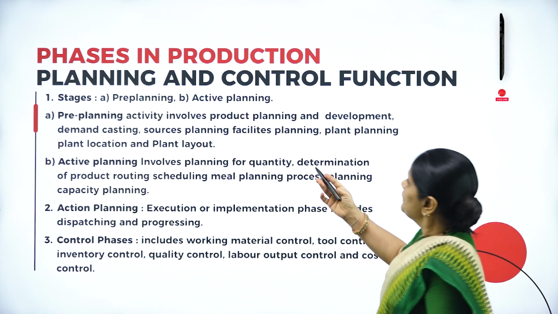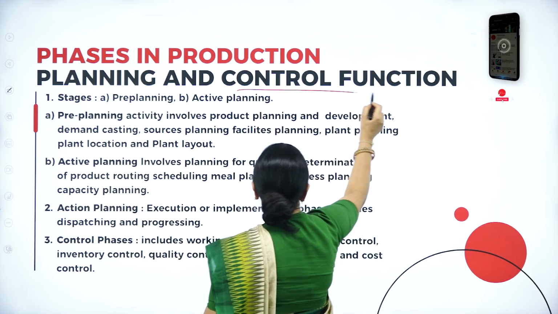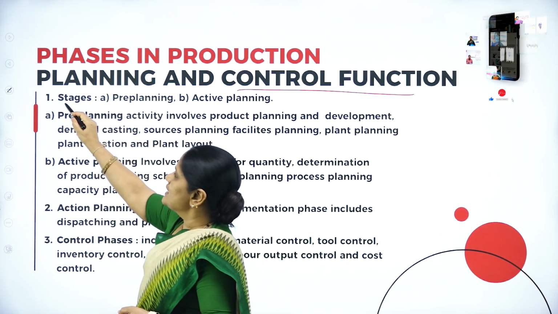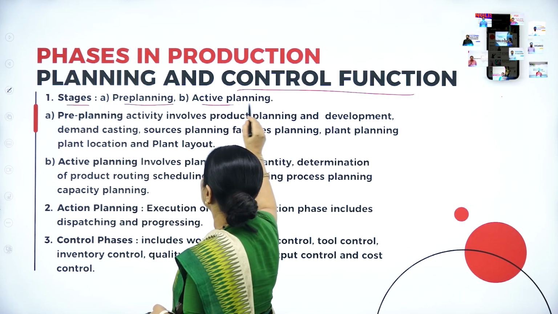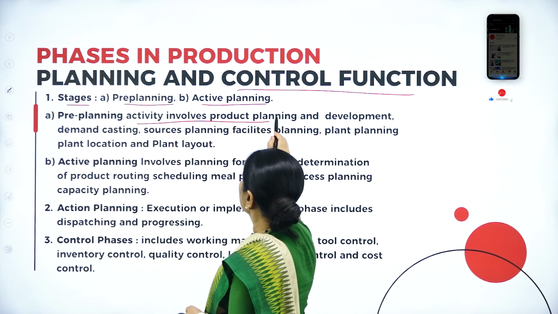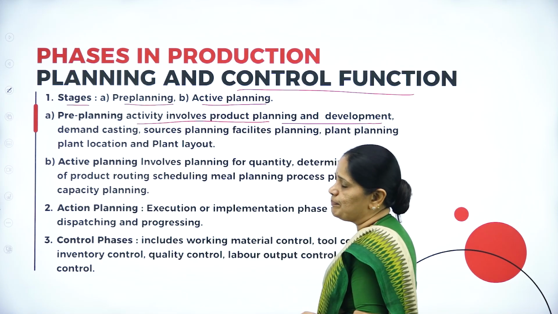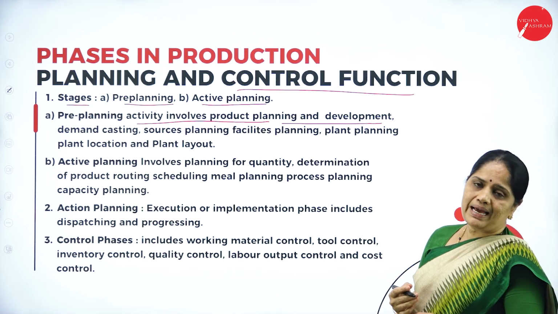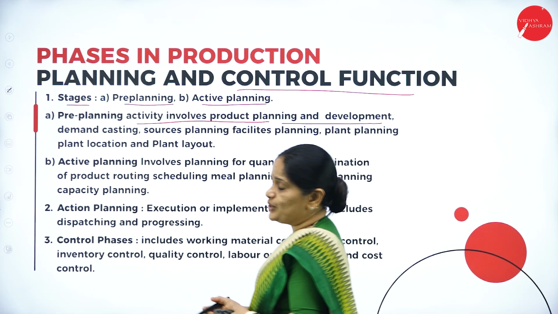The next we have the phases in production planning and control function. In this, the first stage involves the pre-planning stage and the active planning stage. Now, the pre-planning activity involves product planning and development. So, what is the product you are planning for and what is the development you are doing?